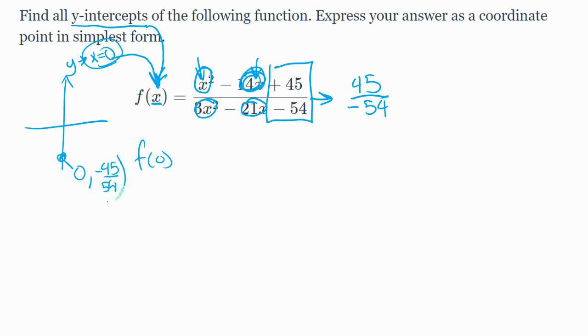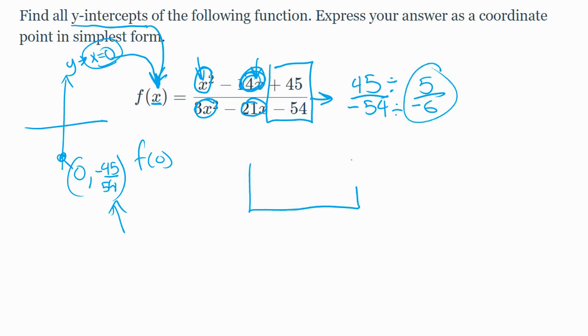Now, of course, we want to simplify that and look for a GCF on the top and the bottom. This is correct, though, but I want to divide by 9 because 45 divided by 9 should give me 5, and negative 54 divided by 9 should give me 6. So the y height is negative 5 over 6. So the actual answer I would want to submit for this one is the coordinate 0, comma, negative 5 over 6, as a coordinate, because that is the y-intercept.